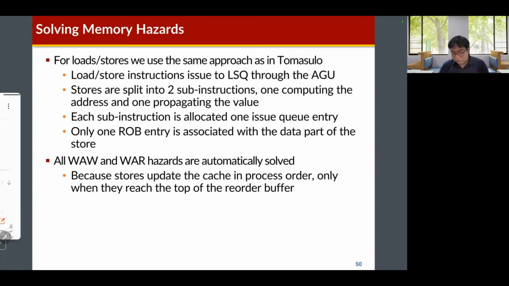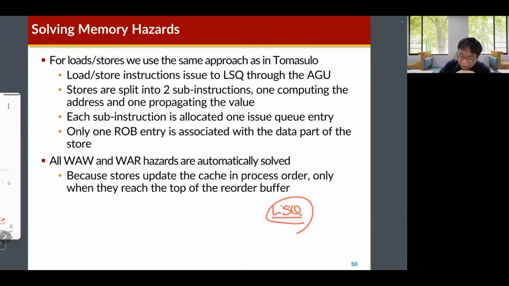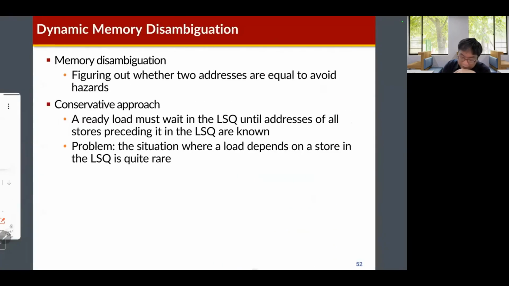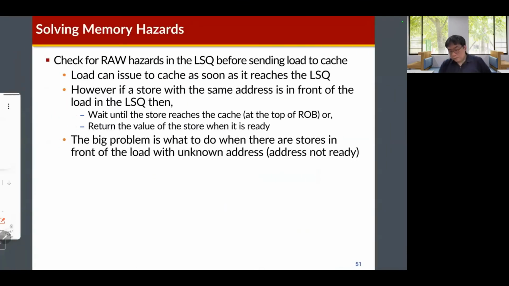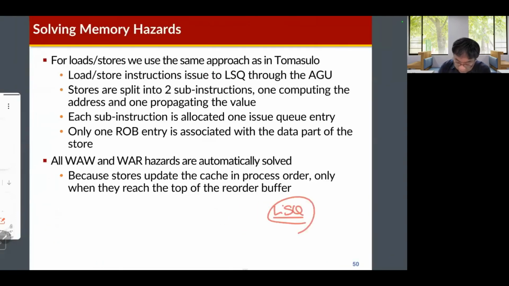Okay, so memory hazard. It's the same as the Tomasulo algorithm actually. In order to handle the memory hazard, we have the load and store queue. It's the same as the Tomasulo algorithm. And then the store queue is split into two parts, the address part and the store data part. Then you can apply the same approach for this memory hazard.